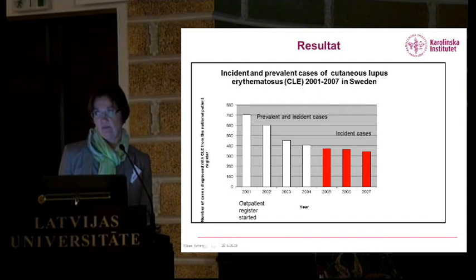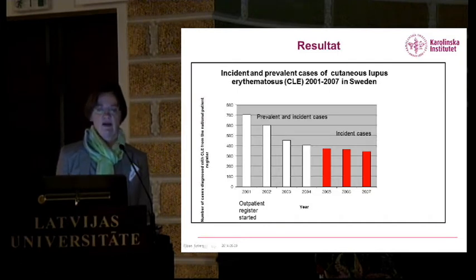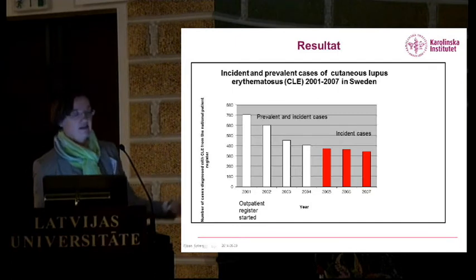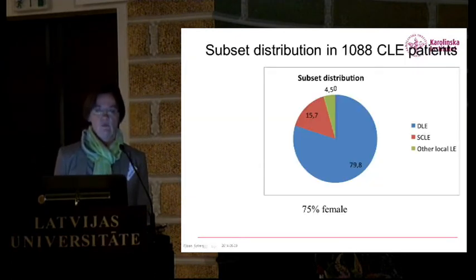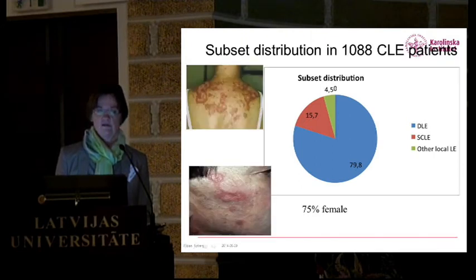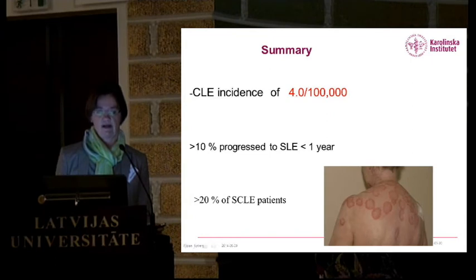But fortunately we have them in Sweden because we do not have such a large population, and then we could do a large study from 2001 to 2007 in Sweden, and the incident cases are stabilizing in the last 3 years of the study. We could see that 75% of our patients were female, and about 80% were DLE, and subacute were only 15%, and green is the other local LE, like tumidus and hypertrophicus and so on. So discoid and subacute are the main two subtypes.